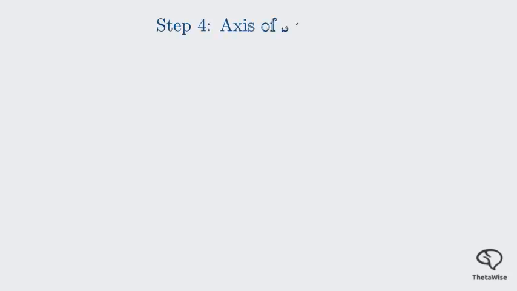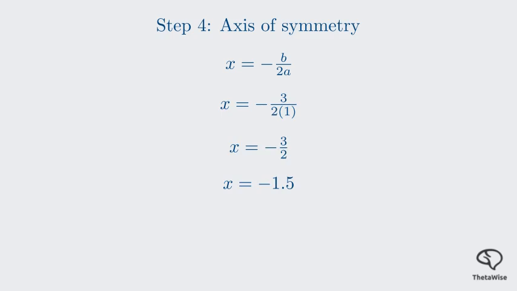Step 4. Find the axis of symmetry. We use the formula x equals negative b over 2a. We substitute our values: negative 3 divided by 2 times 1. This simplifies to x equals negative 3 over 2, or negative 1.5. This is the equation of the vertical line that divides our parabola in half.